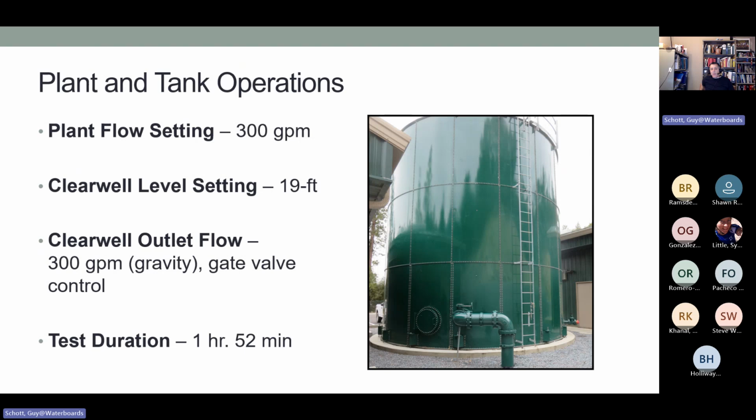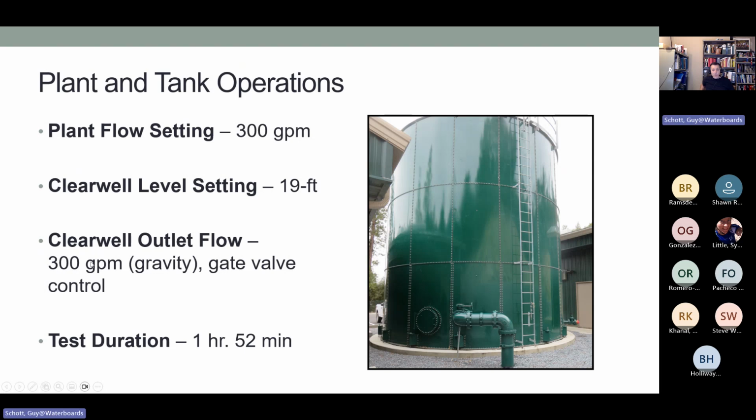Okay, the plant and tank operation is that we're going to set the plant at 300 gallons a minute, and the clear well level setting is going to be 19 feet. I know your max is 20, so 19 is a good number to work with. Then you're going to adjust your gate valve, because it's gravity, to maintain that tank level of 19 feet. If it's maintained at 19 feet, we know that if it's 300 going in, it's 300 going out.